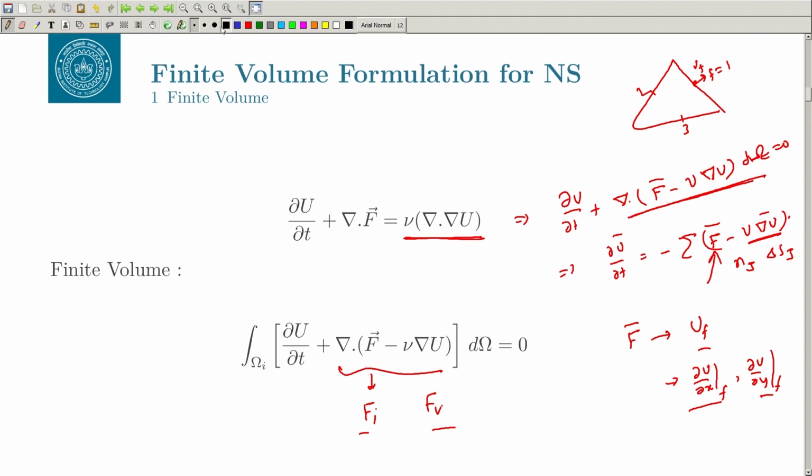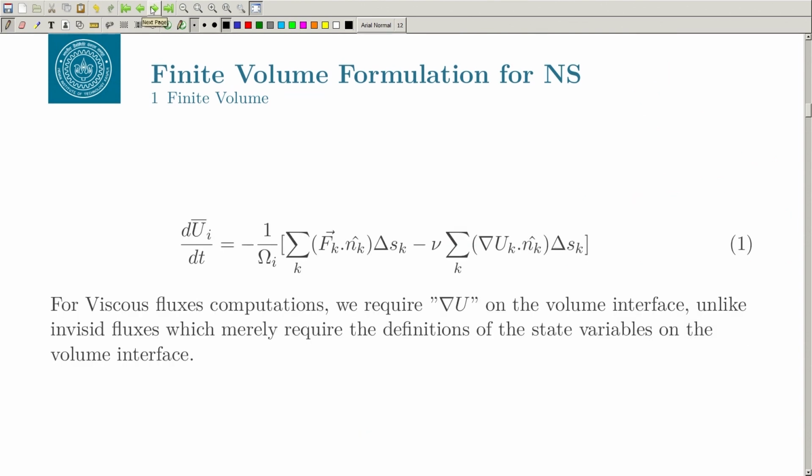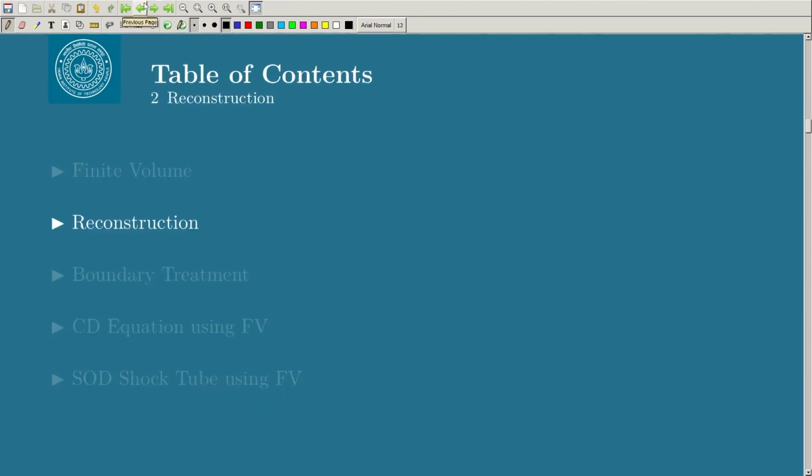Always remember that our solution variables are stored at cell centers, or cell centroids. This is my I, and in the Green-Gauss approach or the least squares approach, you typically get the cell gradient at I, so that you can use the variation, the gradients from I, to get the values at the faces. But now we also need the gradients at the interfaces. So how do you do that? Let us look at these things in a little more detail. This is what I have said, that you need the velocity gradients also. So let us go one by one.